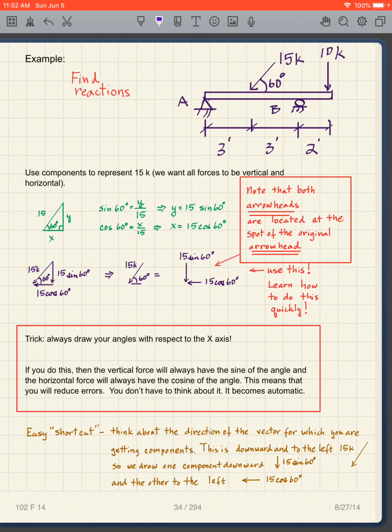Okay, I'll stop there. That is all of the ones with vertical loads. What we're going to get into is what happens if the load is not vertical. And that will be the next thing we look at.